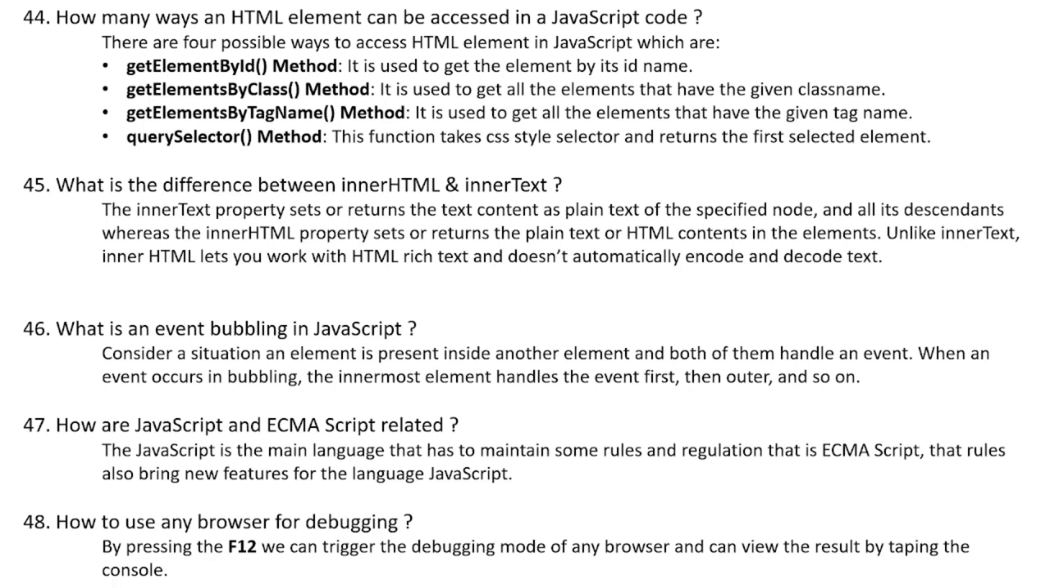Question 46. What is event bubbling in JavaScript? Answer. Consider a situation where an element is present inside another element and both of them handle an event. When an event occurs in bubbling, the innermost element handles the event first, then the outer, and so on.